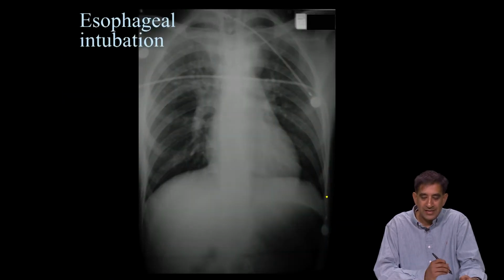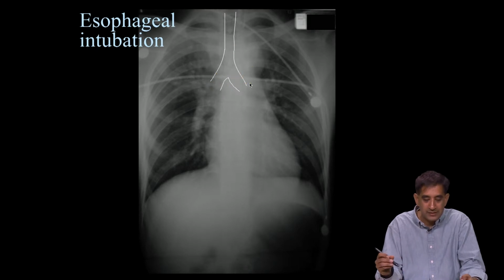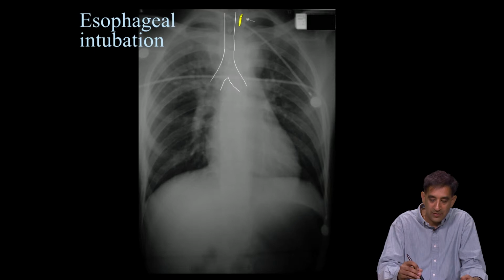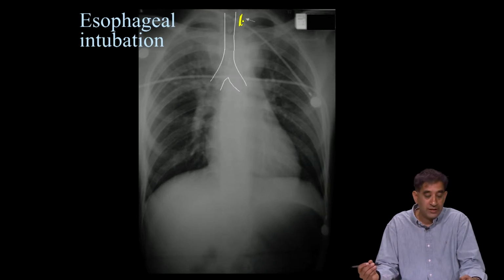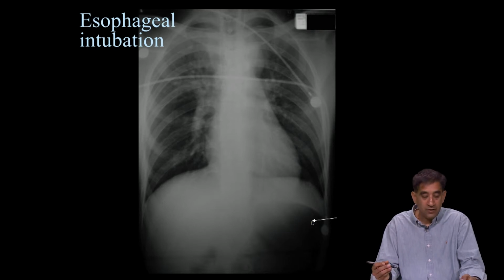Let's take a look at some examples of esophageal intubation. Here is the trachea and the carina and the right and left mainstem bronchi. And you can see here is the endotracheal tube, the arrow pointing to it, and you can see it's clearly outside the margin of the trachea. So that is abnormal. And you can see as well a lot of air in the stomach.